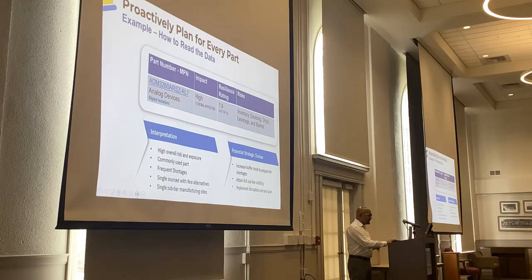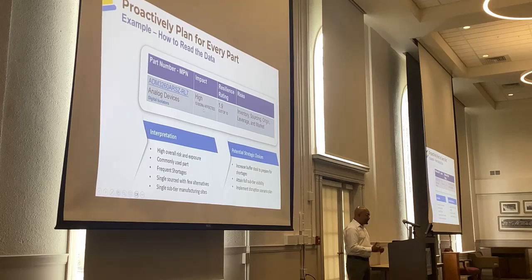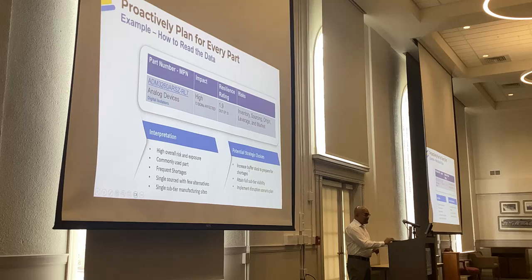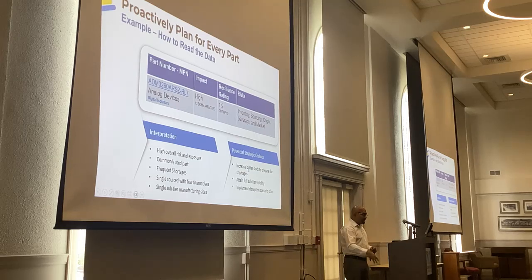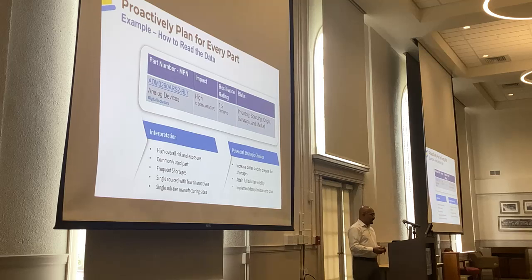So basically the interpretation of this data is you get to know, is it a commonly used part? You know your bill of material, how many BOMs does it affect? Some parts have frequent shortages. Is it single source or alternate? And these are the strategic choices they recommend. You need buffer stock, and that's what the engineering management says. You need to have buffer stock, right?